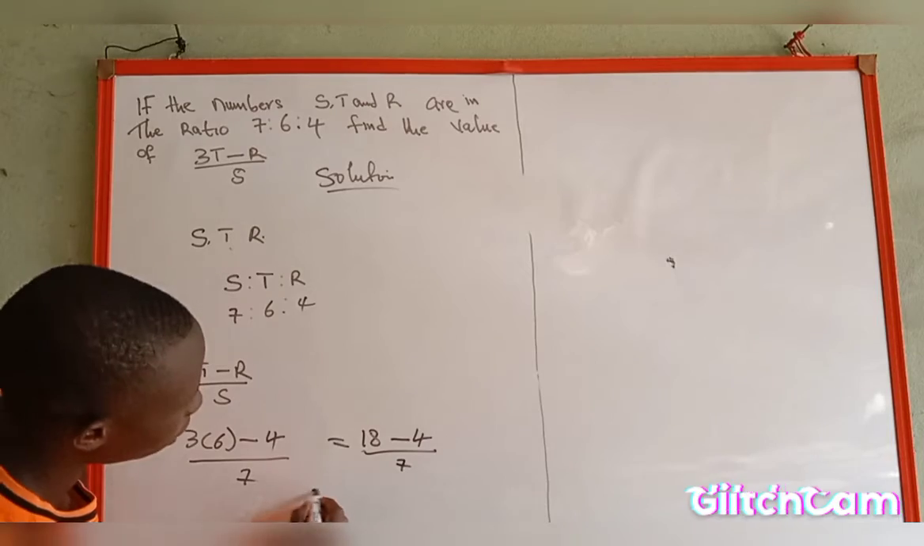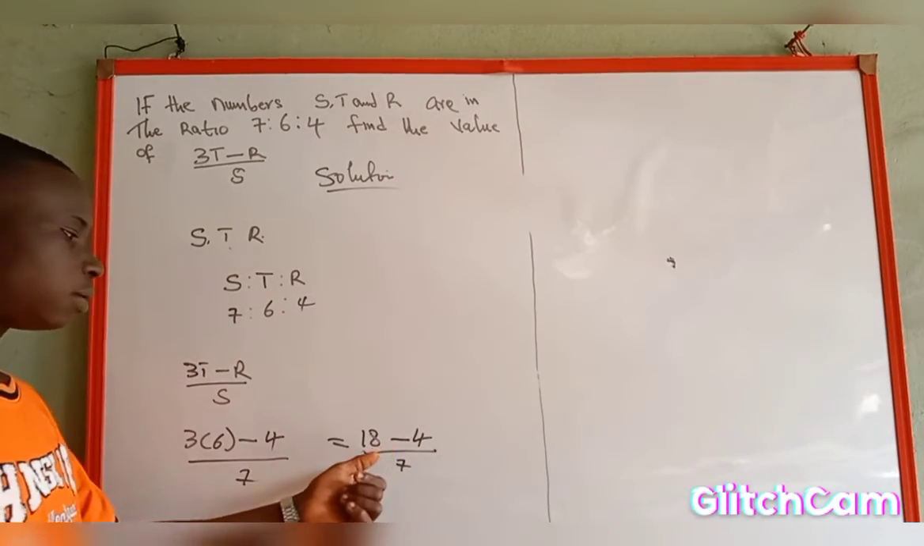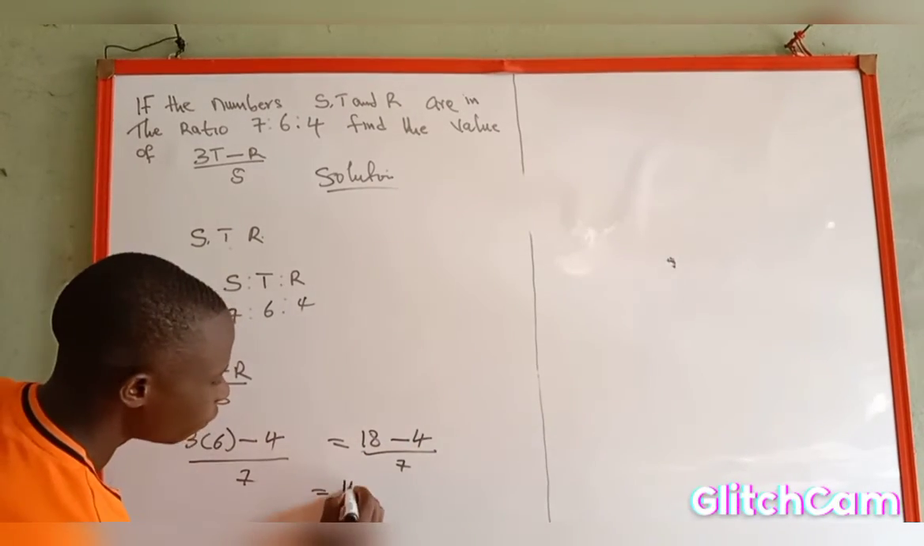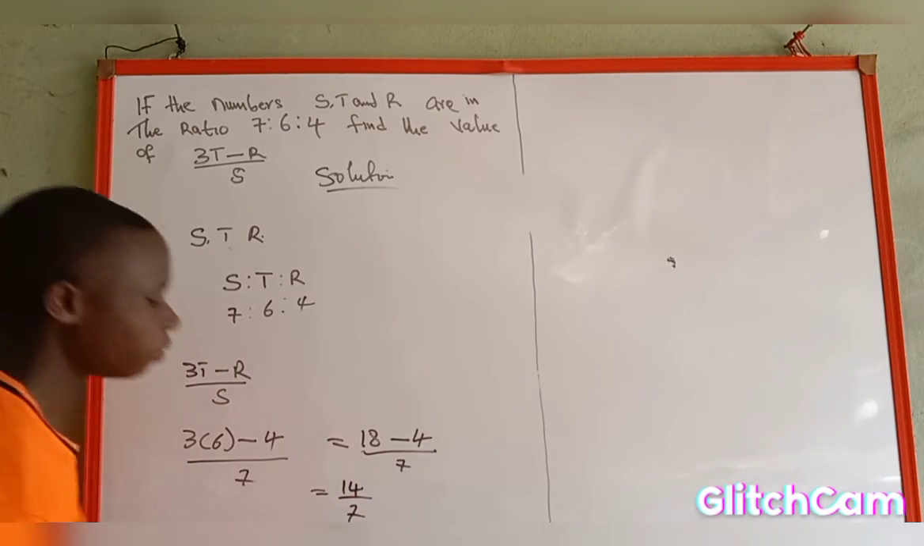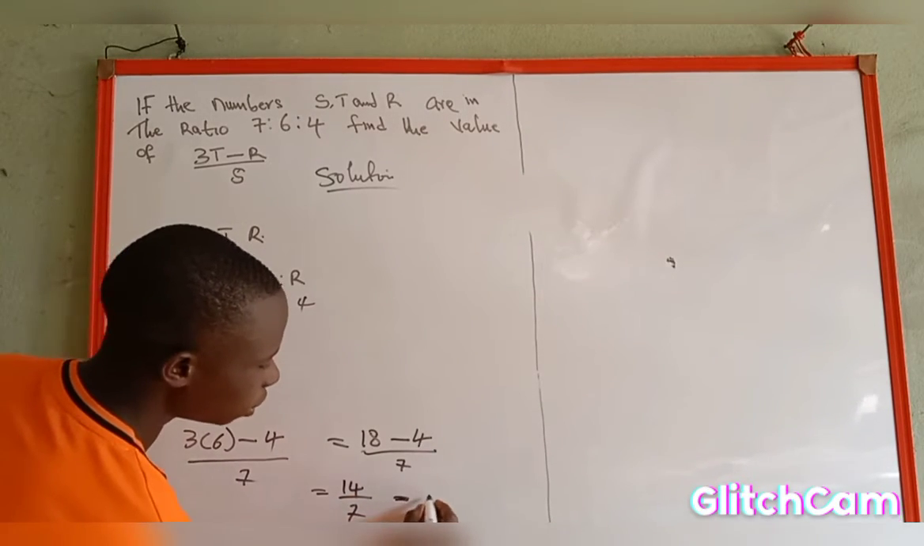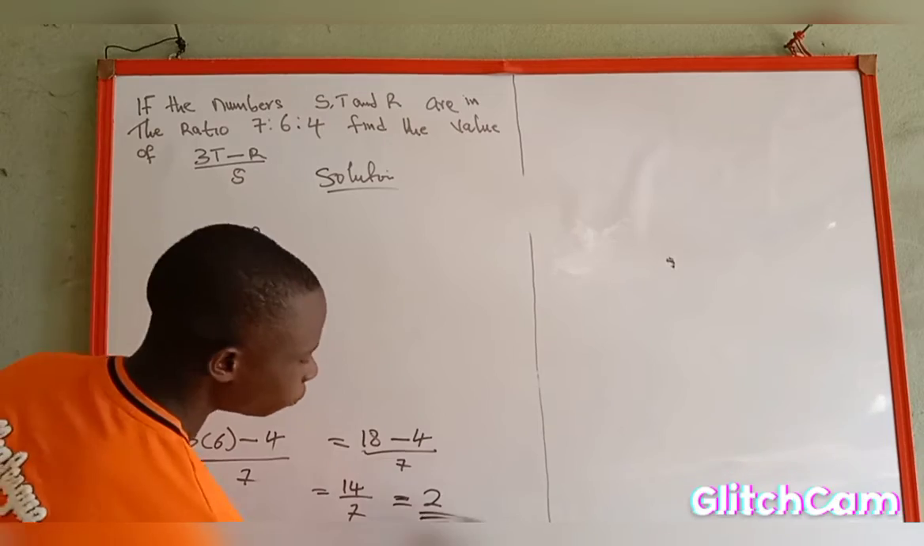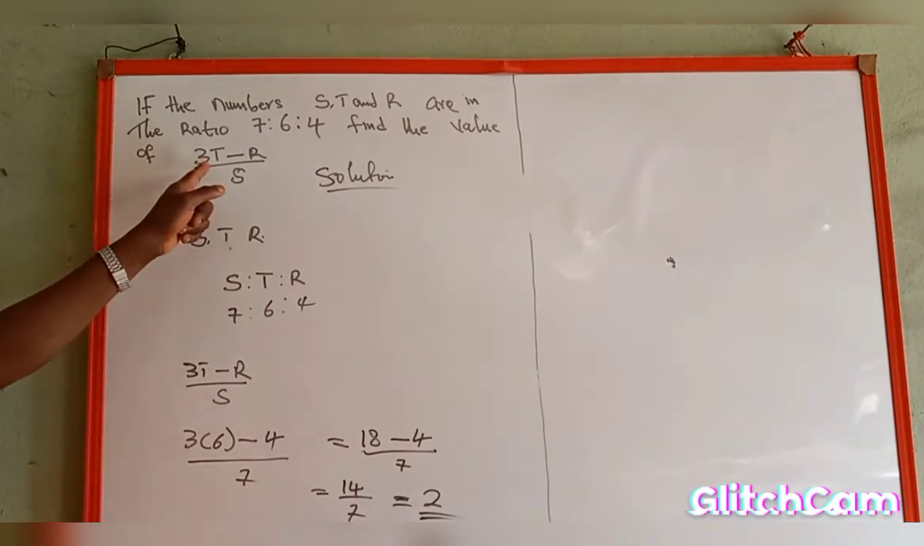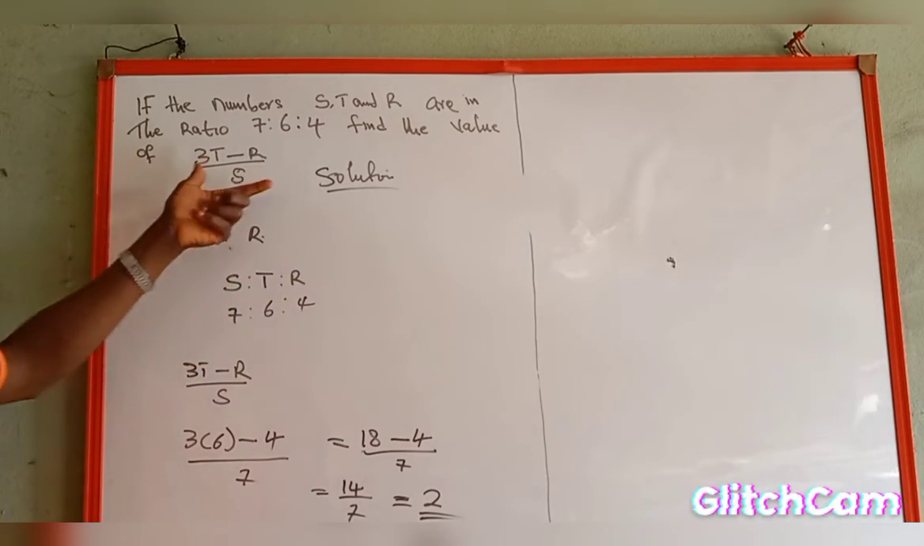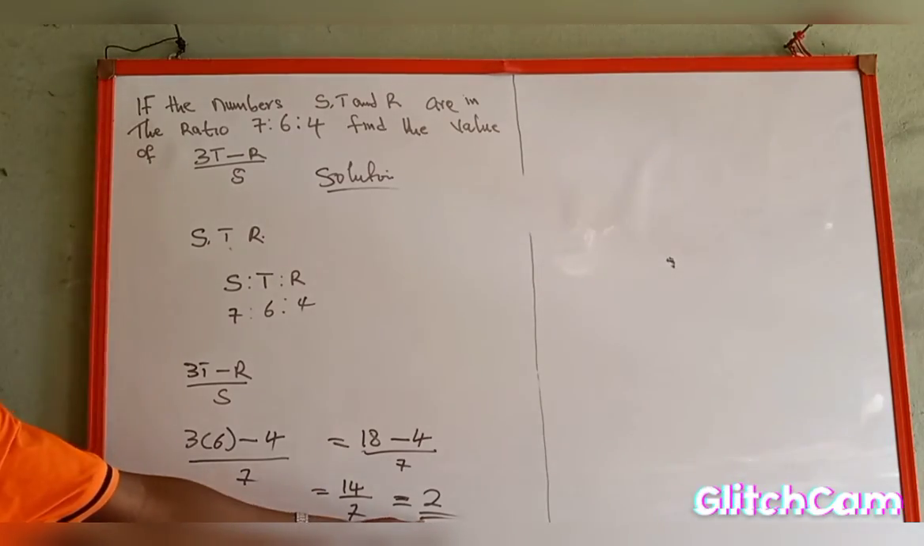So from here now, I could say 18 minus 4, we have 14 divided by 7, and 14 divided by 7 is equal to 2. Therefore, the value of 3t minus r divided by s is equal to 2.